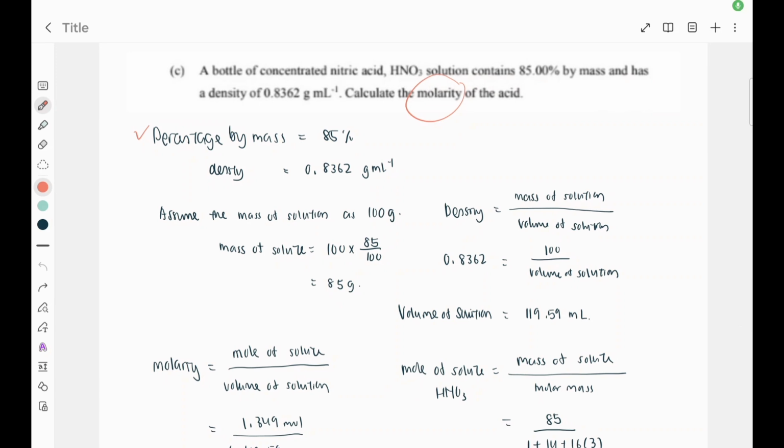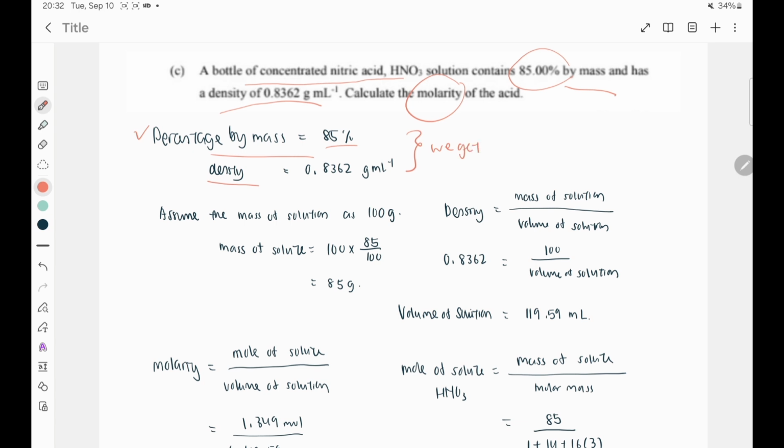For part C, we also need to calculate something. For the question, we are given a bottle of concentrated nitric acid solution containing 85% by mass and has a density of 0.8362 gram per ml. So we need to calculate the molarity. To calculate the molarity, first of all we need to list out the information that we get: the percentage by mass is 85%, and the density is 0.8362. These are the two pieces of information that we get.